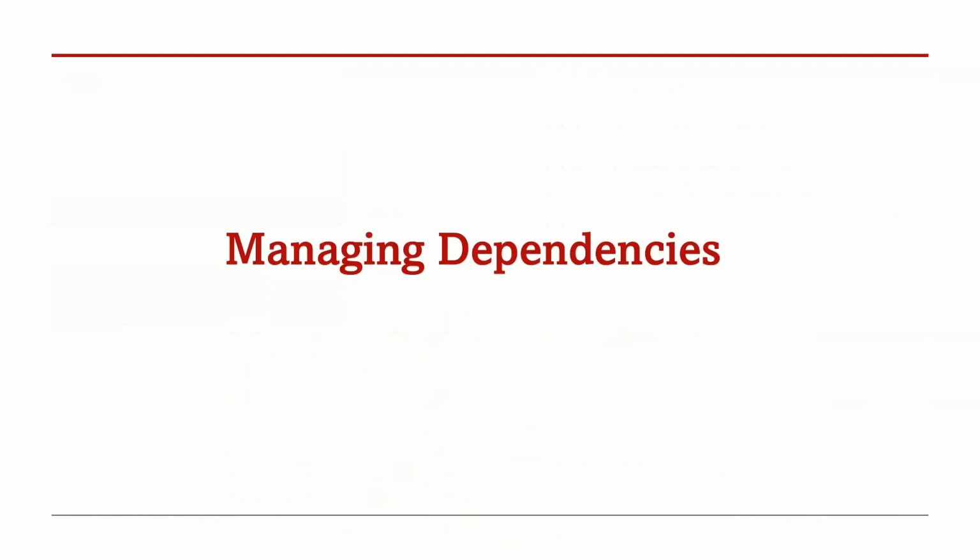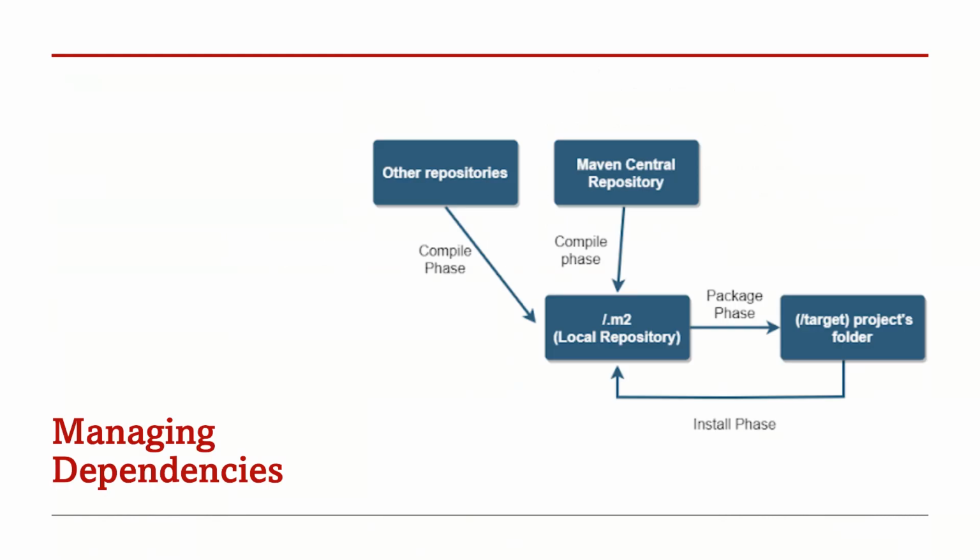Okay, let's understand managing dependencies. One of Maven's key features is its efficient management of dependencies. By declaring your project's dependencies in the pom.xml file, Maven automatically handles the downloading and incorporation of these libraries into your project. This not only saves time but also keeps your project clean and your libraries up to date.